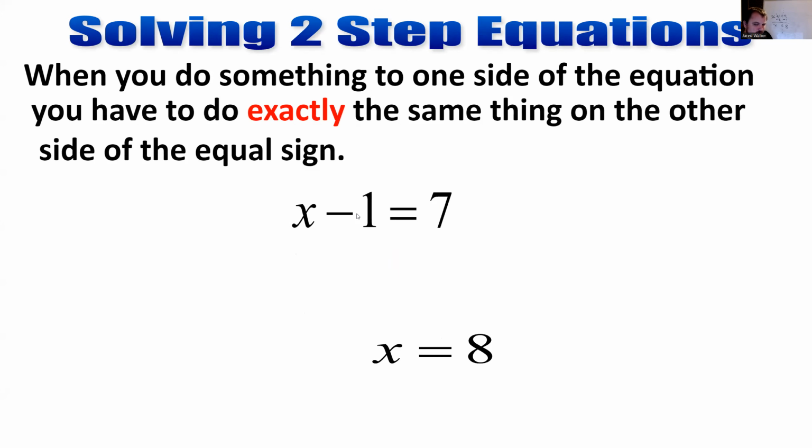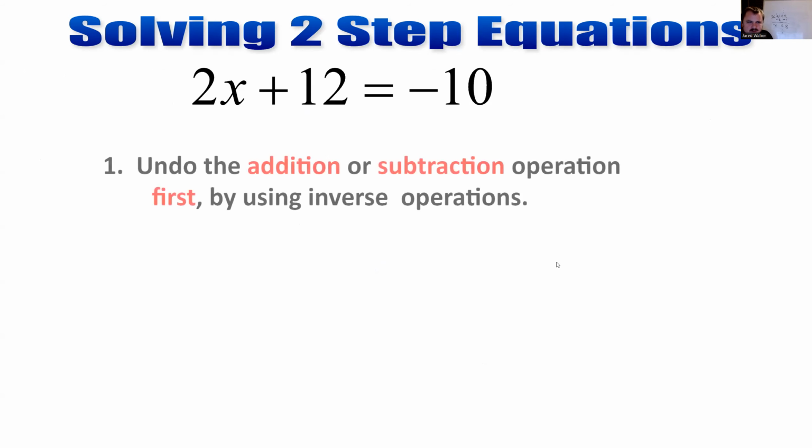So if it's x minus 1 equals 7, what undoes -1? Adding 1. So we'll do +1 on the left to eliminate -1 and +1. All that's left is x. +1 on the right. 7 plus 1 becomes 8. Okay. So now what about when we do have something in front of the variable? What about something like this, where it's 2x plus 12 equals -10?